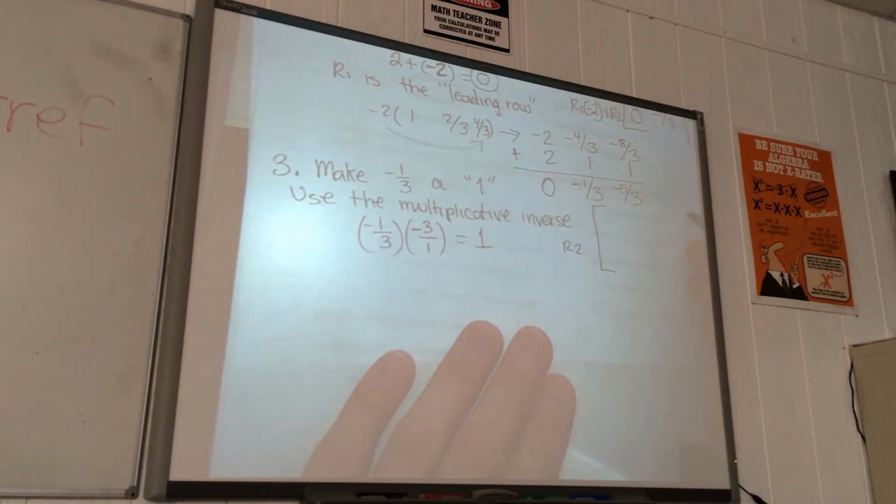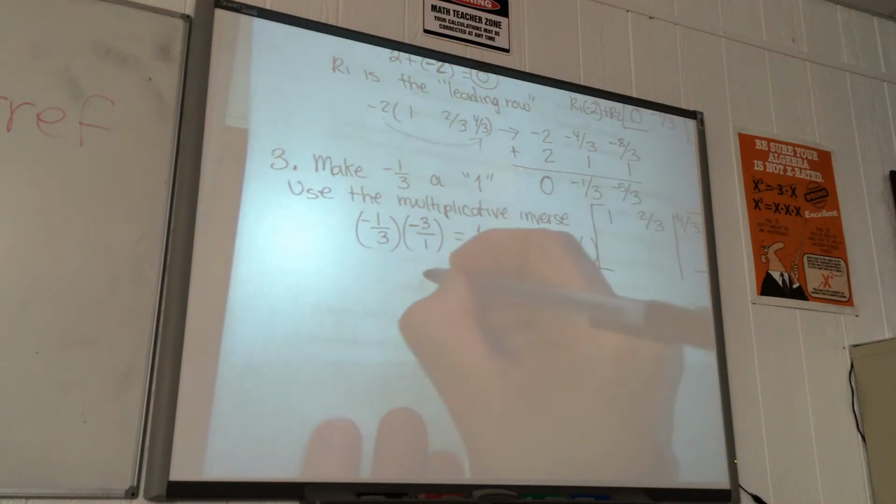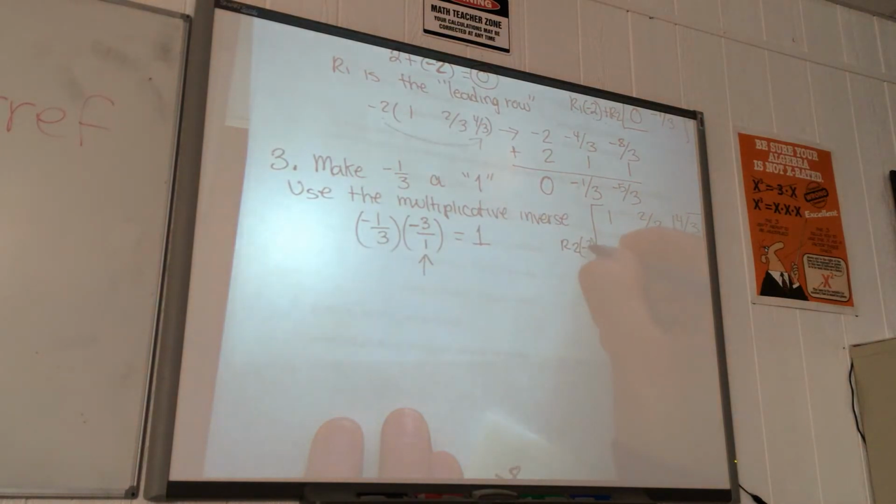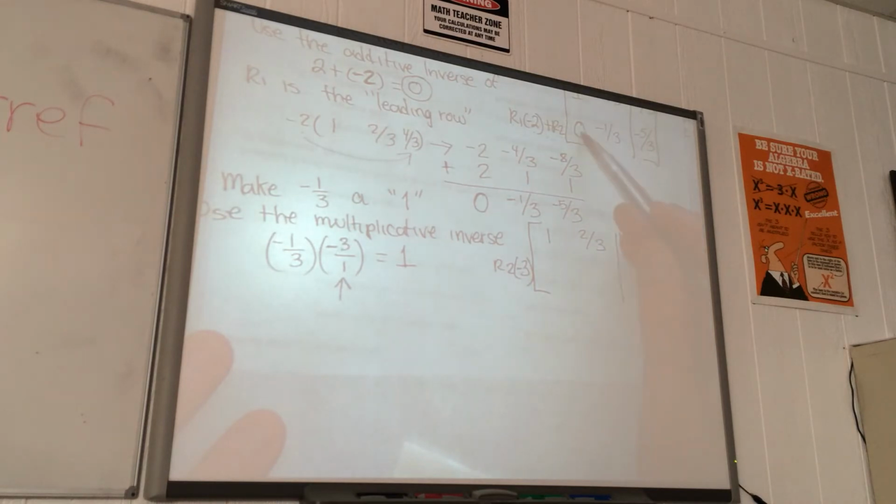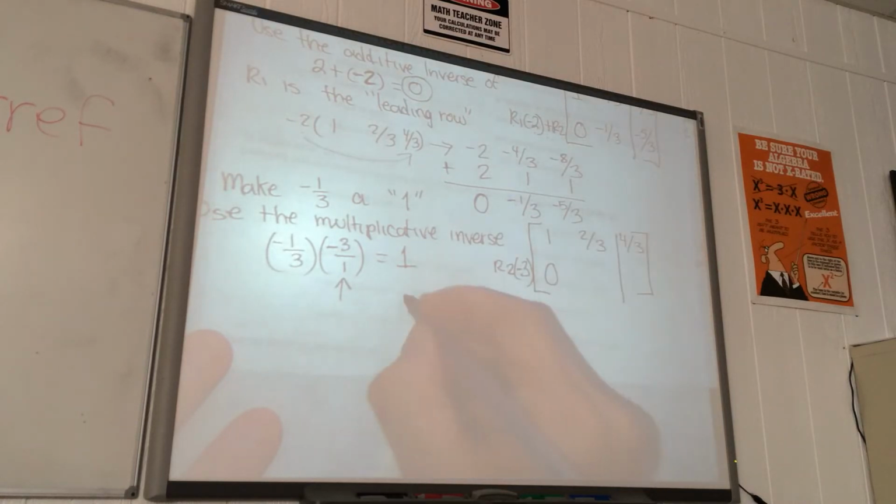In fact, let's copy R1 because we're not changing anything to it yet. So R2, we're going to multiply it by this number right here, negative 3. And so that will be, what is 0 times negative 3? 0. What is negative 1/3 times negative 3? 1, right? We have it here. And what is negative 5/3 times negative 3?